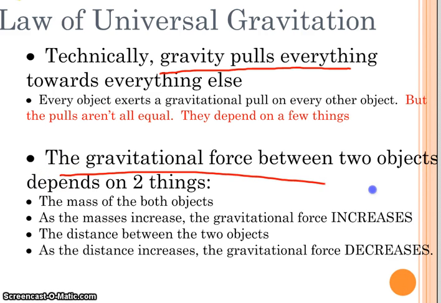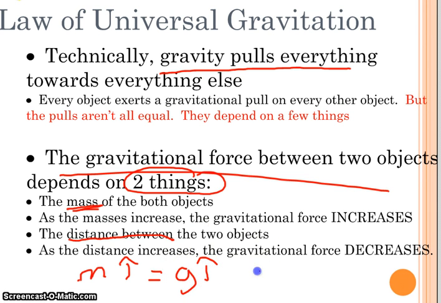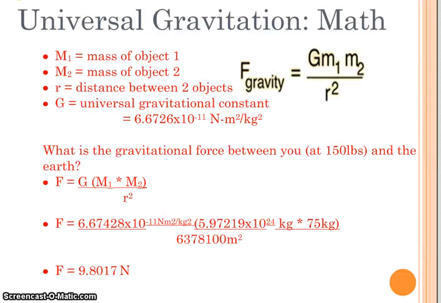But gravitational force between two objects depends on only two things. It depends on the mass of those two objects, and it depends on the distance between the two objects. As mass increases, or as mass goes up, the gravitational force goes up. So that's a direct relationship. But as distance increases, our gravitational force decreases. So much like the gas laws, that's an inverse relationship between the two. So just think, more mass, more gravitational force; more distance, less gravitational force. We'll talk about some real-world applications for that tomorrow.